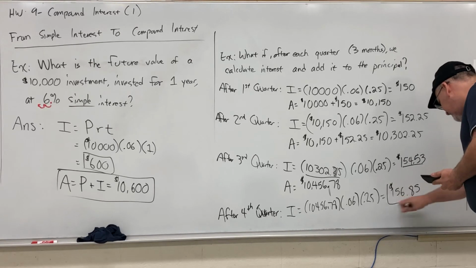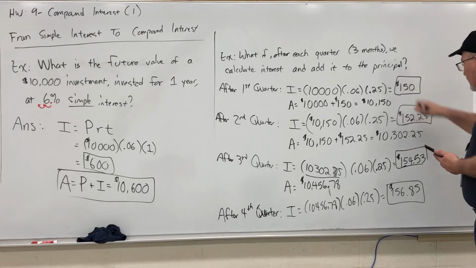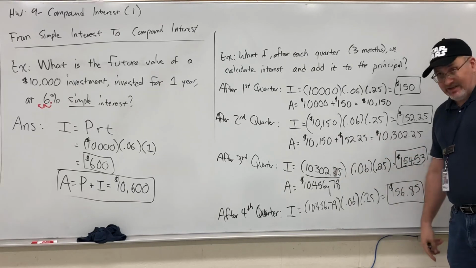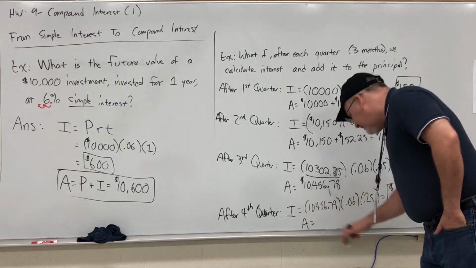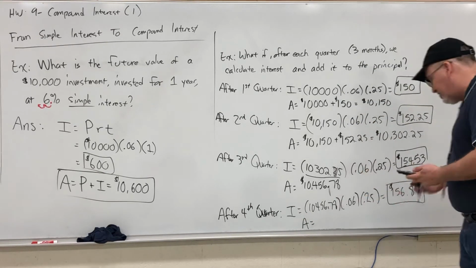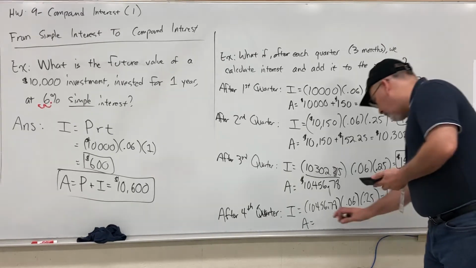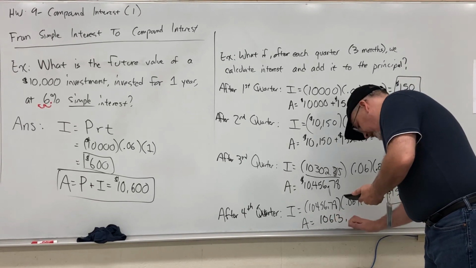And one thing you'll notice is the interest that we're earning each 3 months is steadily getting larger and larger, which makes sense because after 3 months, we're increasing the amount of money that we're investing. So our future value is going to be the $10,456.78 that we just started with at the beginning of the third quarter, plus the $156.85 interest we earned after the fourth quarter, for a grand total of $10,613.63.